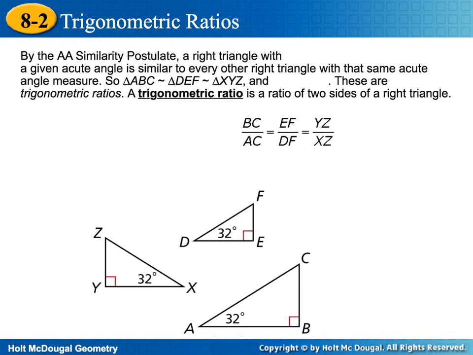All right, so your first buzzword is trigonometric ratio, or trig ratio. So let's read through this. By the AA similarity postulate, a right triangle with a given acute angle is similar to every other right triangle with the same acute angle measure. So triangle ABC down here is similar to DEF, is similar to XYZ.